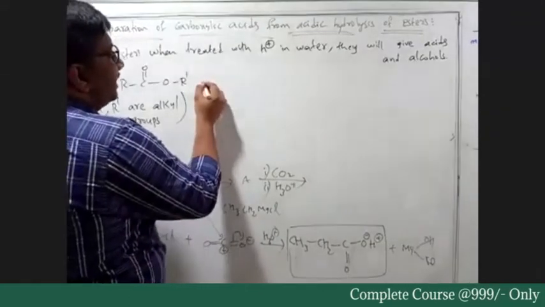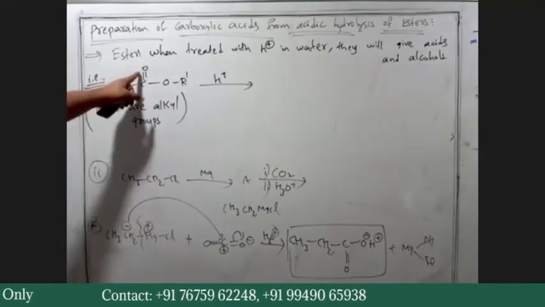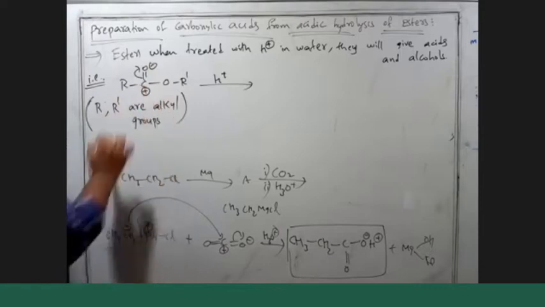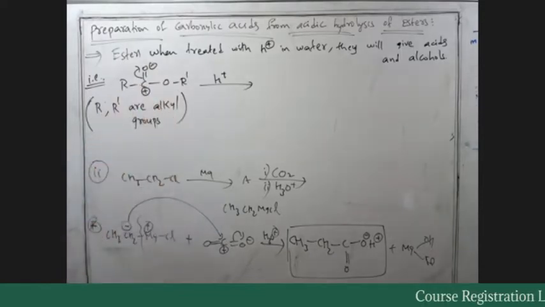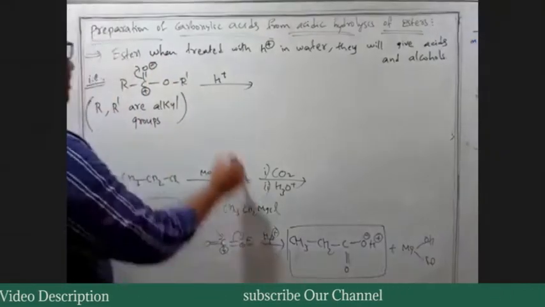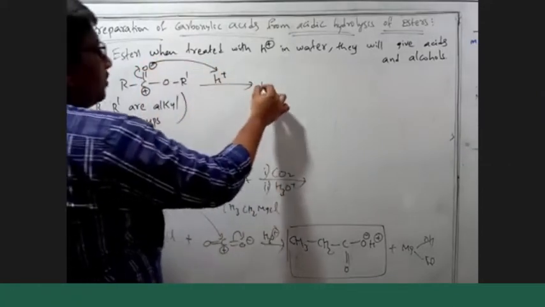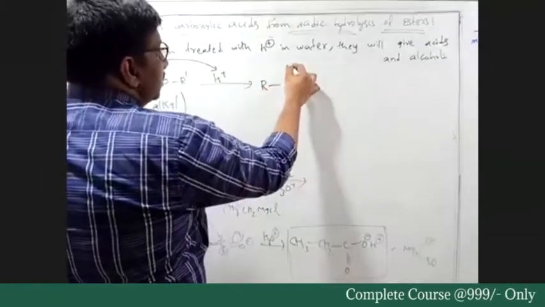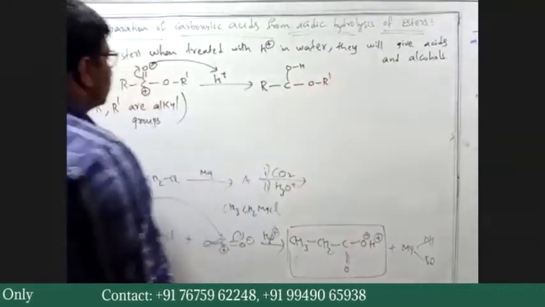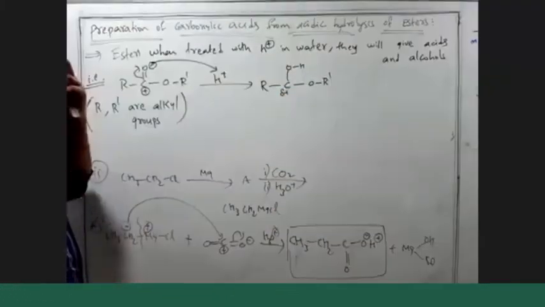Okay, so now we are treating this with H plus. What happens? We have a C double bond O group, so oxygen gets negative, carbon gets positive. Every reaction will have similar mechanisms. So the O minus will attack the H plus, giving O H, O R dash. This carbon has partially positive charge.